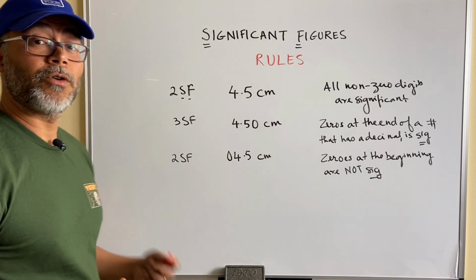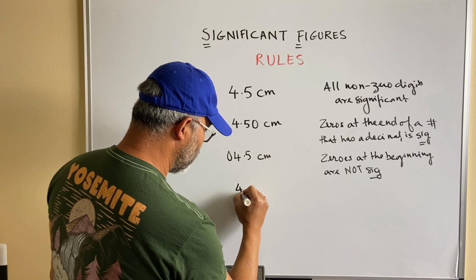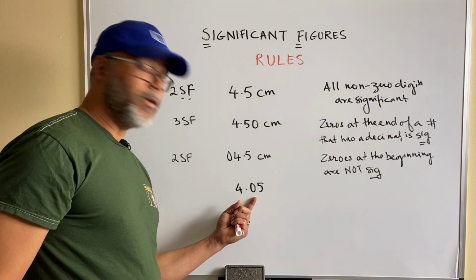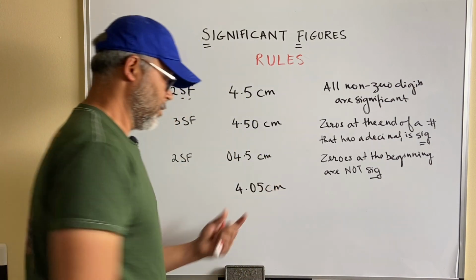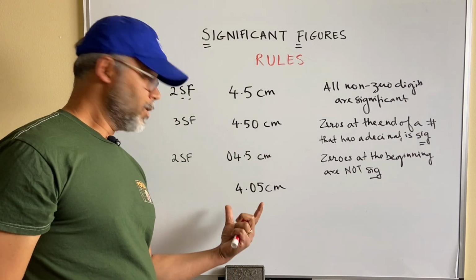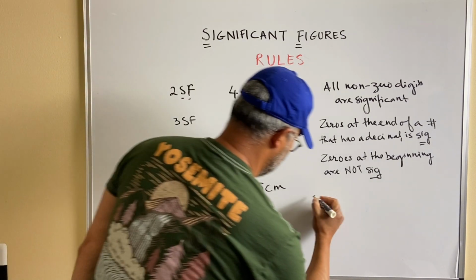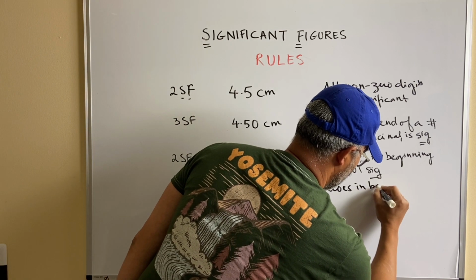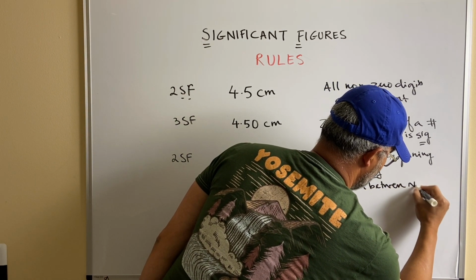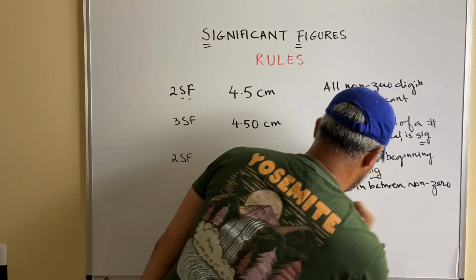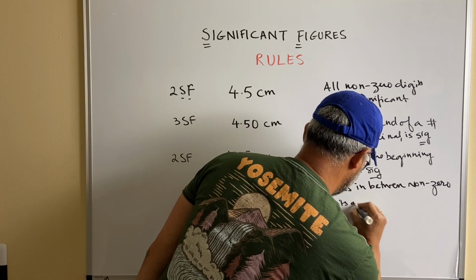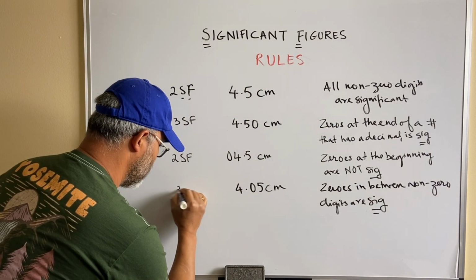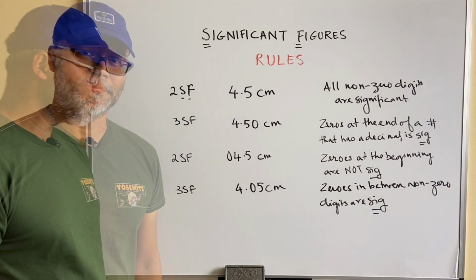Okay. Now let's try to put the 0 in between the numbers. 4.05. Anytime a 0 is squished in between two or more non-zero digits, that 0 becomes significant. So zeros in between non-zero digits are significant. Therefore, this would have 1, 2, 3 significant figures.